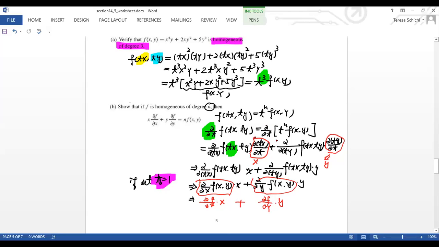Then you take the derivative for the right hand side with respect to t. What is here is n t to the n minus 1 times f of x, y. Because we set t equal to 1, it is n times f of x, y. This is pretty cool. That's how we prove this by using the partial derivative properties.